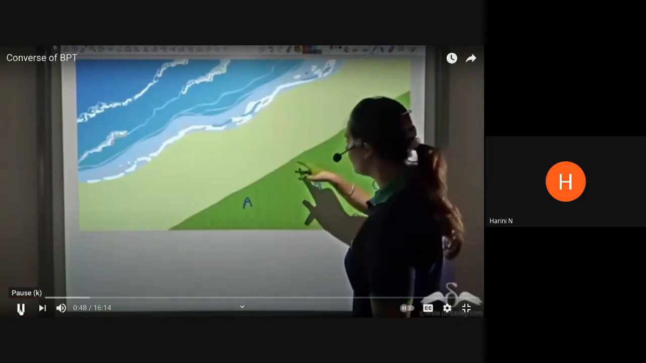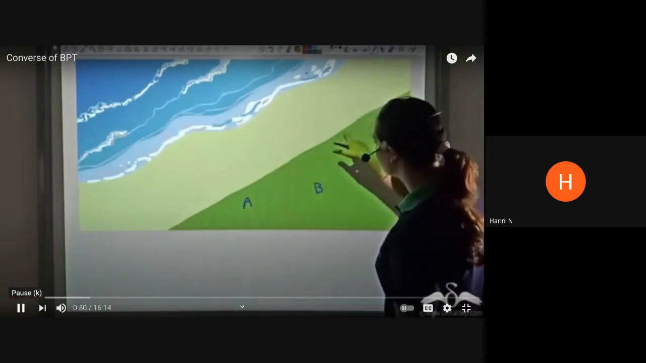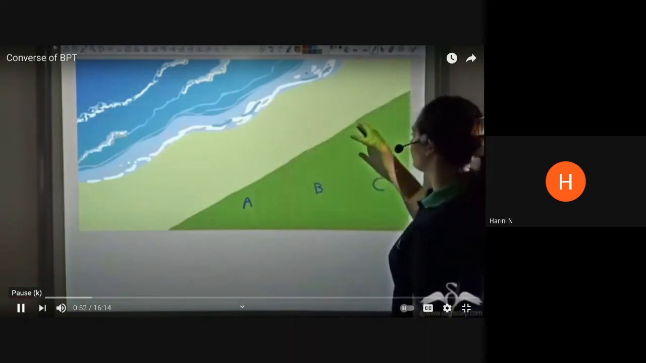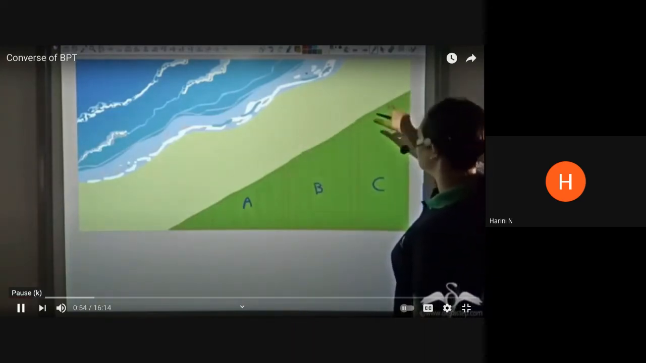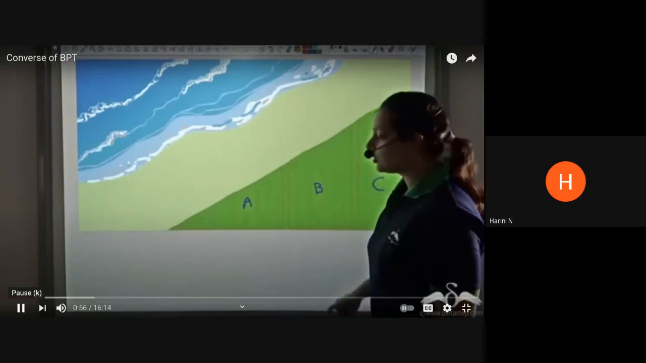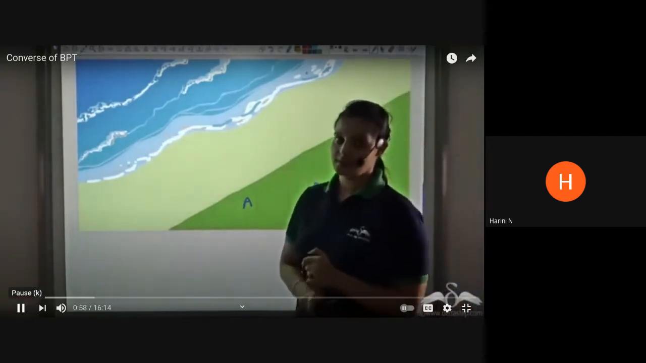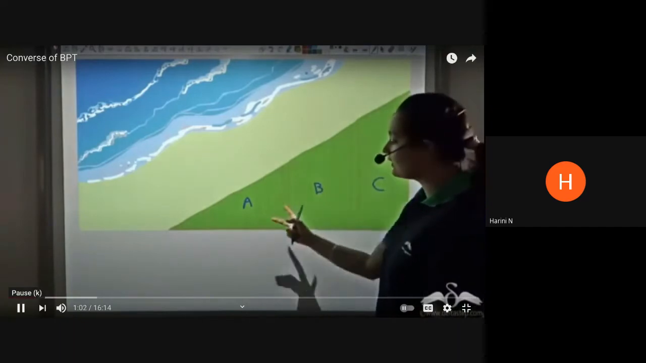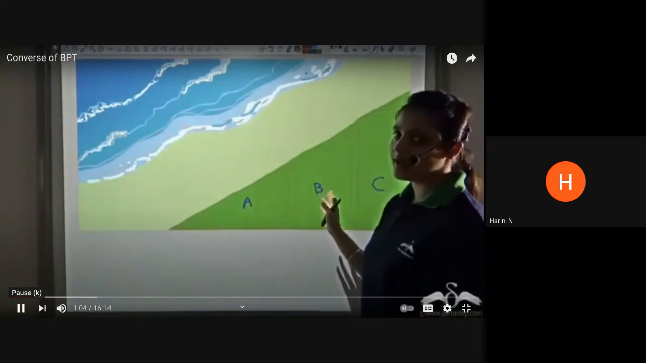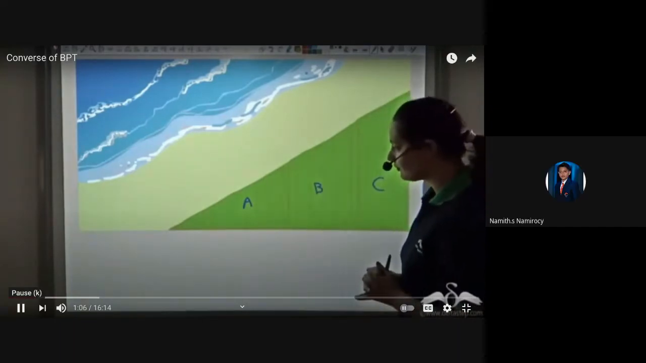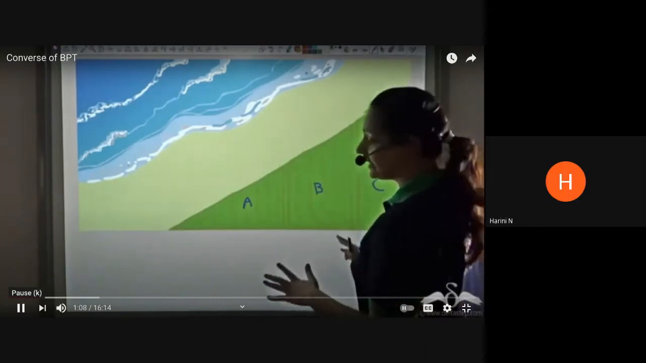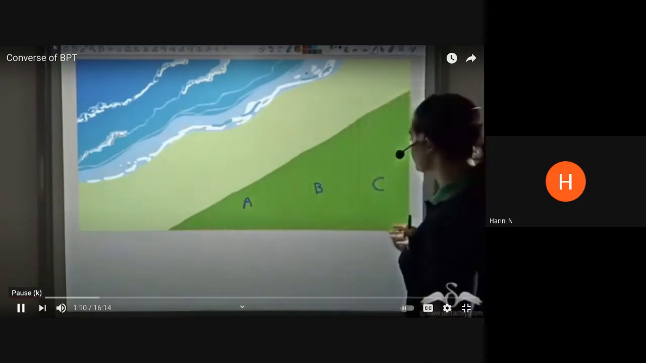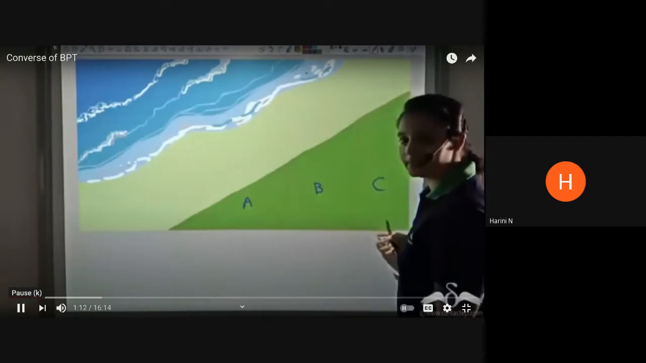Okay? Again, this distance for plot B, which is along the ocean, is the ocean frontage. Again, this is the ocean frontage for plot C. Now, the more the ocean frontage, the higher the selling price. So, which of these 3 plots do you think would have the highest selling price if I look at ocean frontage?